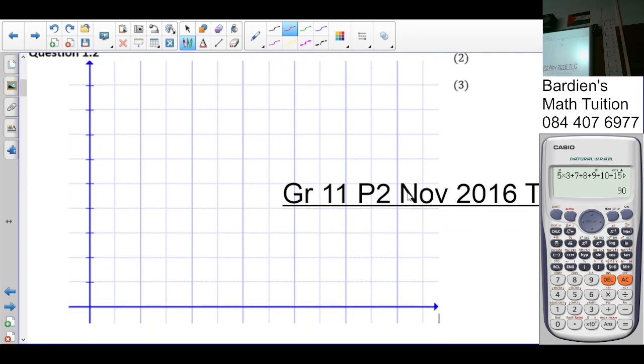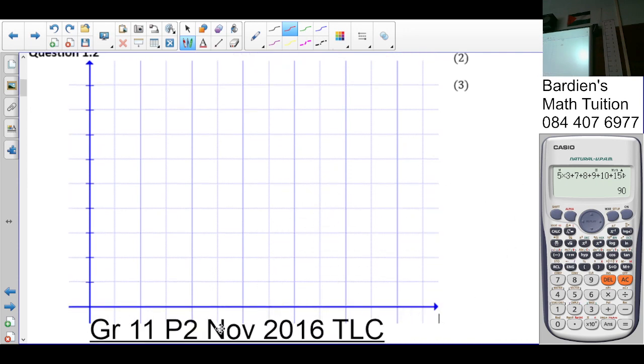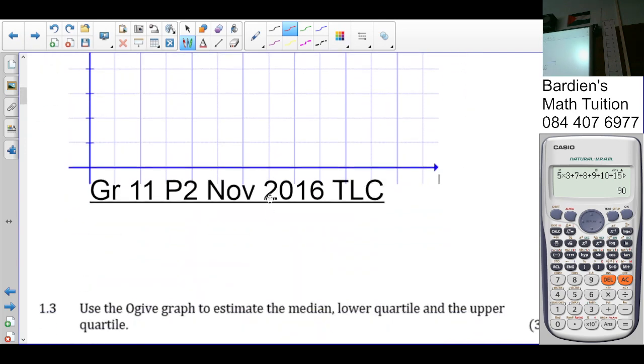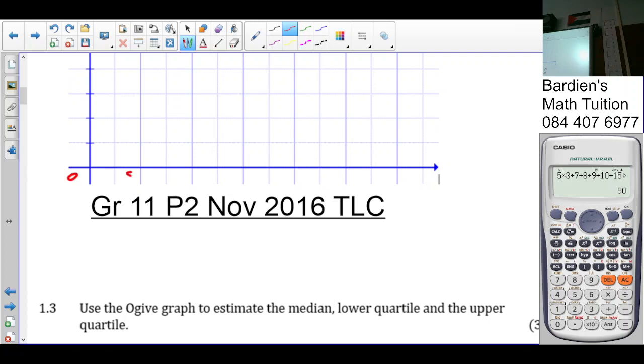On this diagram, you see there are no values here, so we must fill in the values. So it's 0 to 50, and so on to 300: 0, 50, 100, 150, 200, 250, 300. Every second line represents a 50. We're not going to make every line represent a 50, because otherwise the graph is going to be small. So we try and draw it as big as possible.